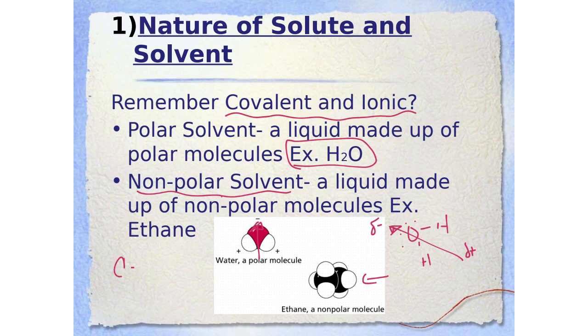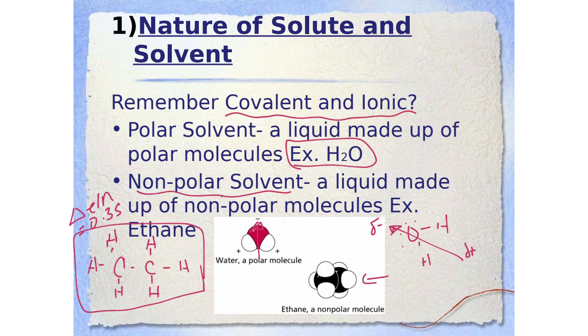When you write out the ethane structure, which looks something like this, when we have two carbons bonded together, we know that the difference in electronegativity between these two carbons will be 0. And anything that is bonded to carbon and hydrogen has a difference in electronegativity of 0.35. So what we know is that over here on this molecule, we don't have any electrons being pulled towards carbons or hydrogens. So overall, it is a nonpolar molecule. And in this case, ethane would be a nonpolar solvent.